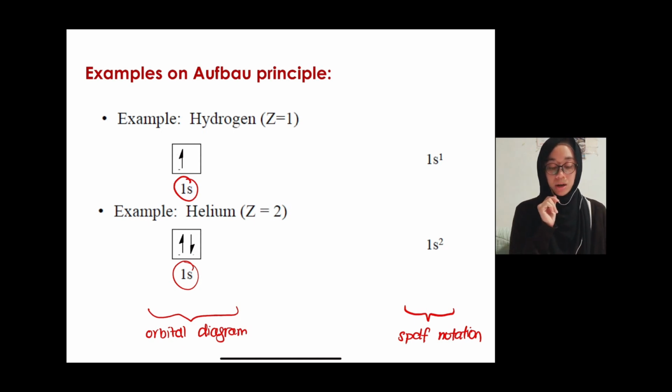Helium pun dia ada 2 elektron. So dua-dua elektron tu kita masukkan dahulu dalam 1s. Okay, so make sure that when you fill in the electrons into the orbital, they have a different spin. Okay, so one going upwards, one going downwards, so that those two electrons would not have the same set of quantum numbers.